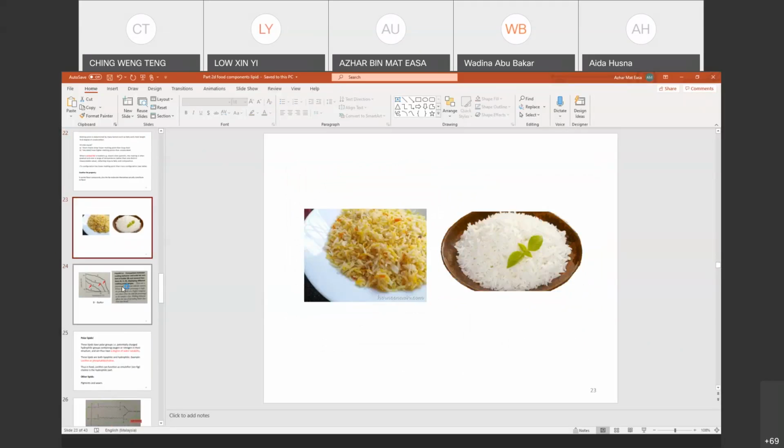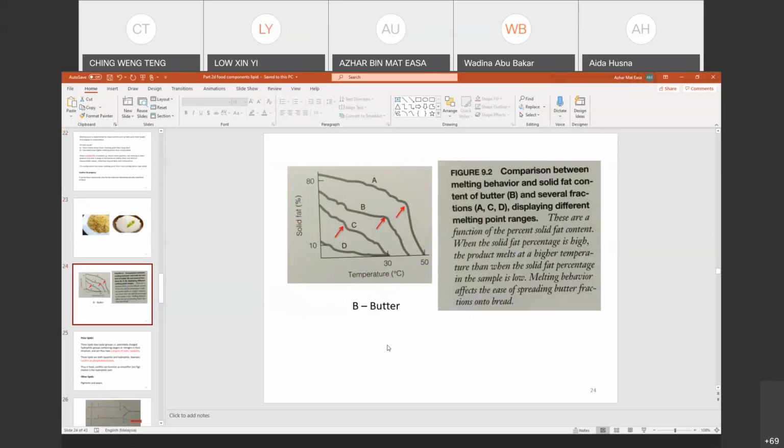All right, so we talk about fat. So this is butter. The B in the middle is actually butter. The A, the C, the D, several fractions. Just to show you the impact of solid fat on the temperatures of melting. So you see that the solid fat becoming less, meaning it is melting. So this is a function of the percent solid fat content. Comparison between melting behavior and solid fat content.